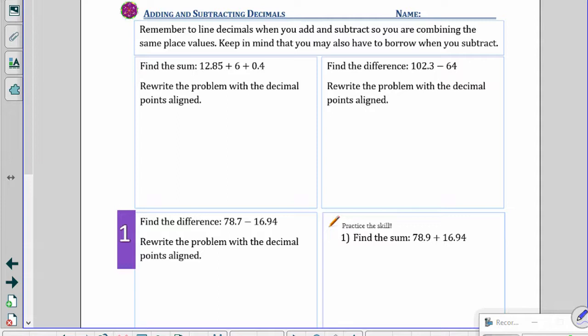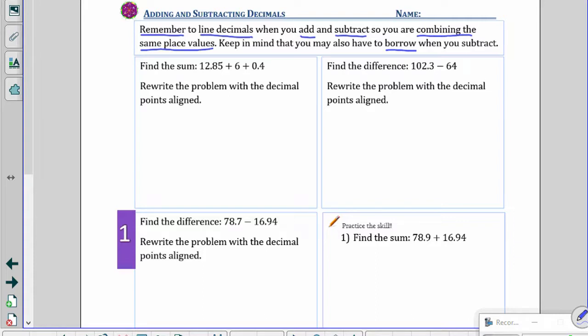An important thing to do when you are adding and subtracting decimals is to remember to line up the decimals when you add and subtract, so you are combining the same place values. You might also need to borrow when you subtract.